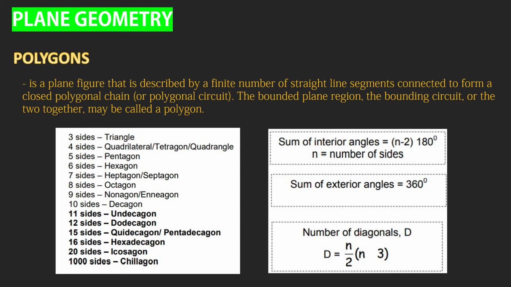Sum of interior angles sa ating polygon is (n minus 2) times 180 degrees, where yung n is the number of sides. Sum of exterior angles is automatic 360 degrees yan, kahit anong polygon. Number of diagonals is n over 2 times (n minus 3). Tandaan nyo, yung n po is number of sides.